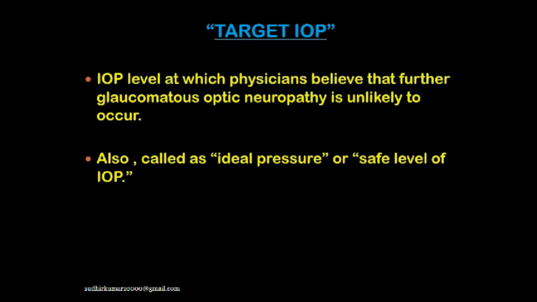So the concept of target intraocular pressure has come. It means the intraocular pressure level at which we believe that further glaucomatous optic neuropathy is unlikely to occur. So it is called ideal pressure or safe level of pressure. This is patient specific, eye specific. The patient may lie in the normal range of intraocular pressure, but may be showing further damage to the visual fields and quality of vision.